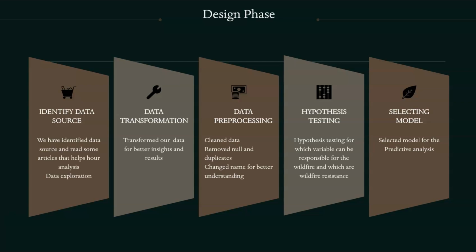Then after getting the data, we do data transformation and data pre-processing, in which we clean the data, remove null values, and try to remove outliers as well for better performance. Then in hypothesis testing, we try to find which variables are responsible for wildfire, and how we can use other factors to resist wildfire. And the last is model selection for predictive analysis.